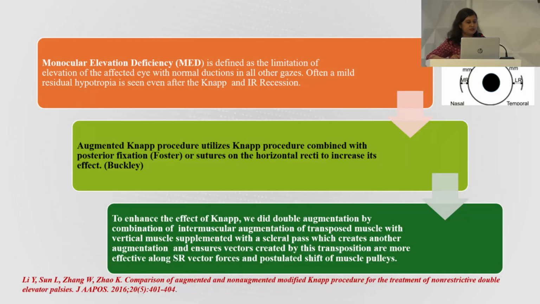NAP and IR recession. So augmented NAP procedure utilizes NAP procedure combined with posterior fixation Foster suture or sutures on the horizontal recti to increase its effect. So to enhance the effect of NAP, we did double augmentation by combination of intermuscular augmentation along with a scleral pass, which creates another augmentation and ensures the vectors created by this transposition are more effective along superior rectus vector forces and postulated shift of muscle pulleys.